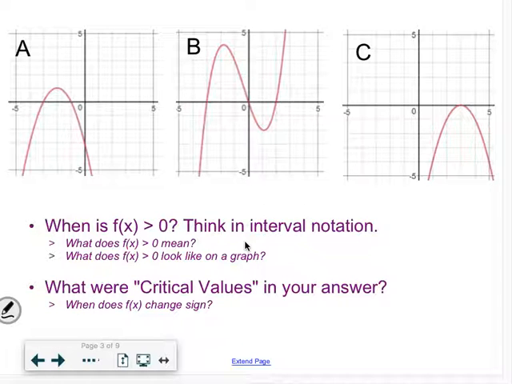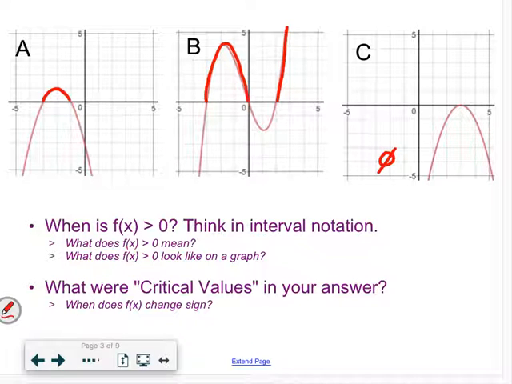Okay, let's come together and see what we got. First of all, I'm going to ask these two questions. What does f of x greater than 0 mean? Y is positive. Y is greater than 0. What does that look like on a graph? It's above the x-axis. So you could go through and look at different sections of the graph. In order for y to be positive, or y to be greater than 0, your points have to be above the x-axis. In part C, there is none, right? So you could put NA or null set, whatever you'd like.